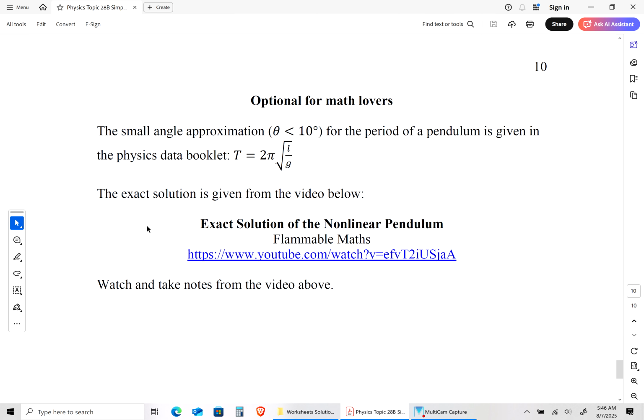Now this is optional for math lovers. The small angle approximation for the period of a pendulum is given to be this. T equals 2 pi times root L over g. The exact solution for any angle is given in this video below. So watch and take notes on this video.